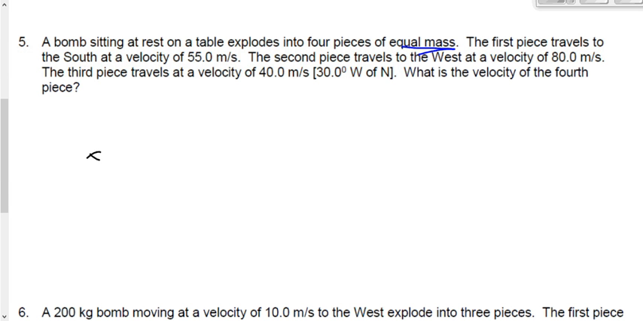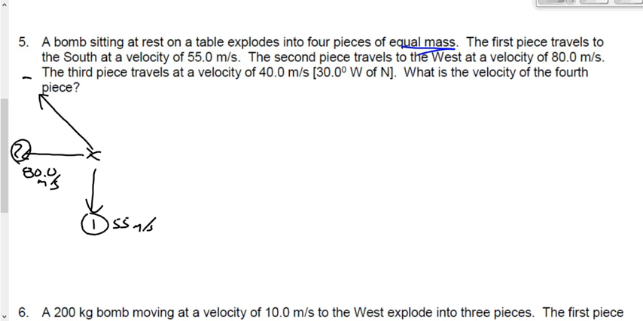Here's my explosion point. X marks the spot of my explosion point. One piece goes south 55 meters per second. I'm not going to worry about its mass because they're all the same. Second piece goes west at 80 meters per second. Third piece goes west of north. So it's going to go up here somewhere, right?